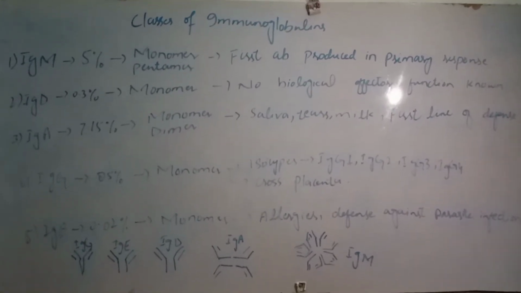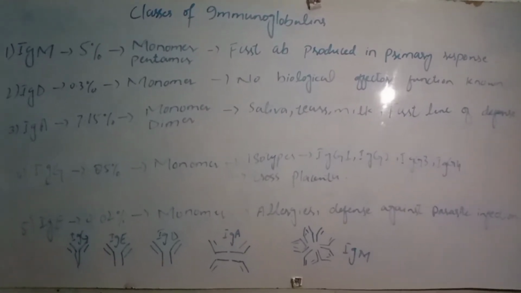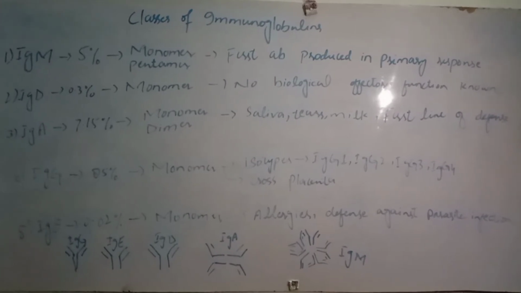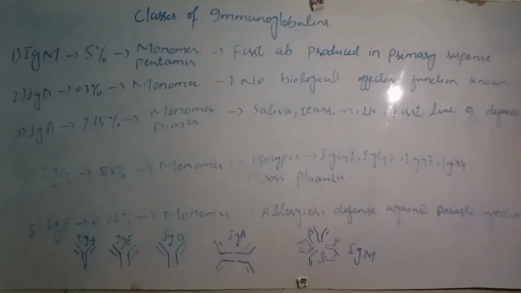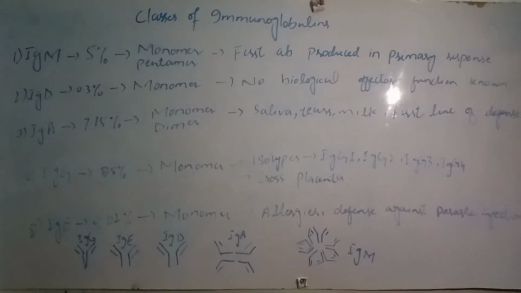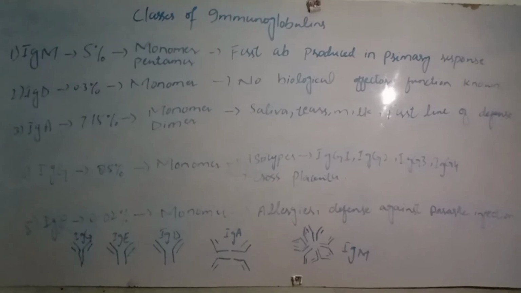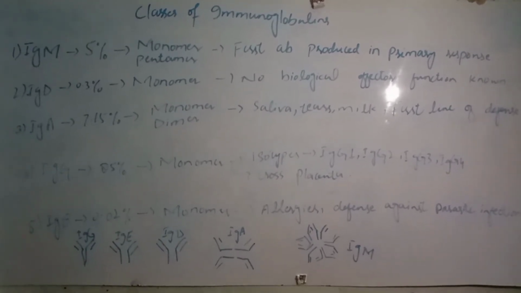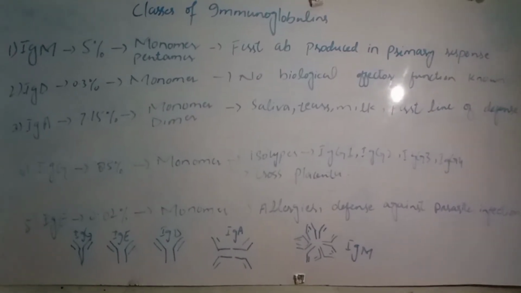Second type is IgD. IgD antibody occurs at 0.3% serum concentration, and it occurs as a monomer. Its main feature: IgD is a membrane-bound immunoglobulin found on the surface of mature B cells. It performs no biological effector function known. Its function is not known until now.